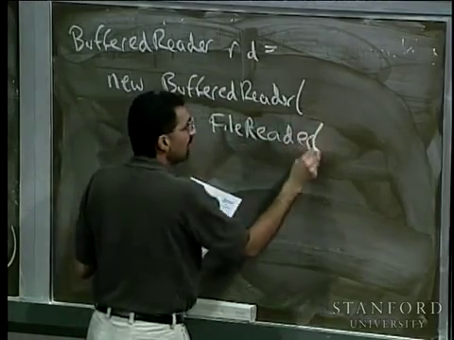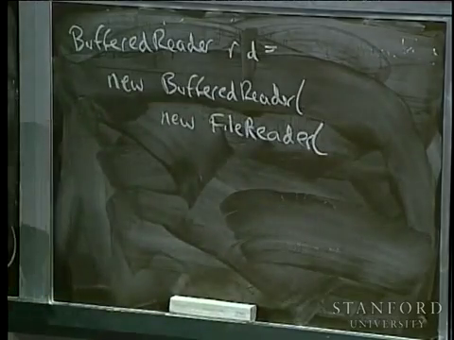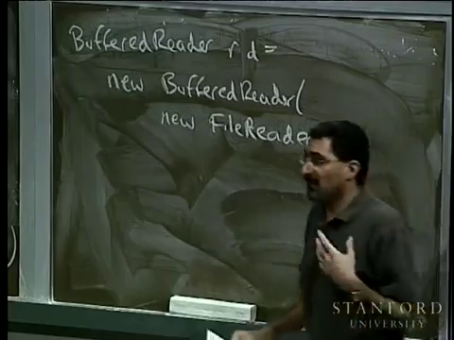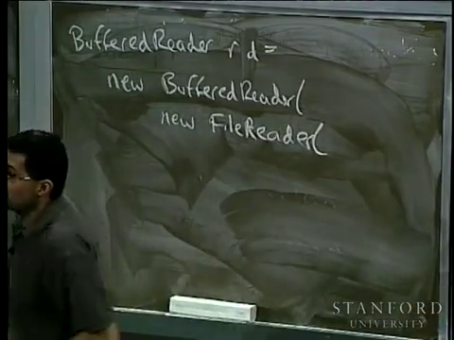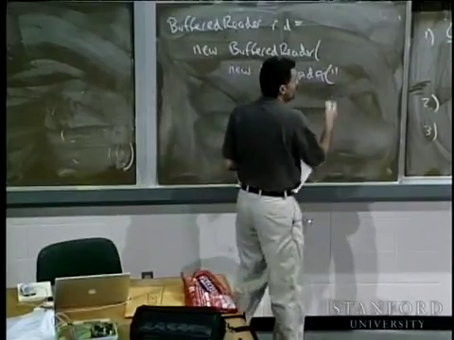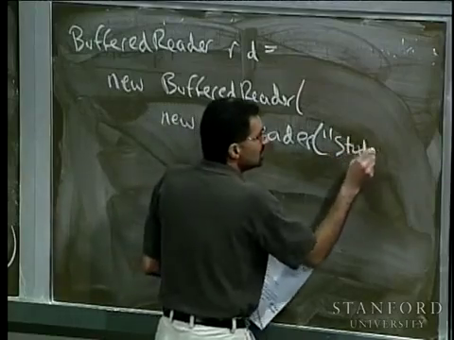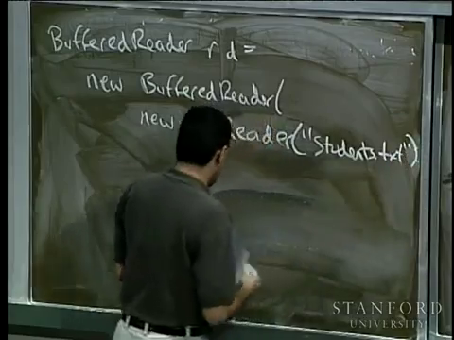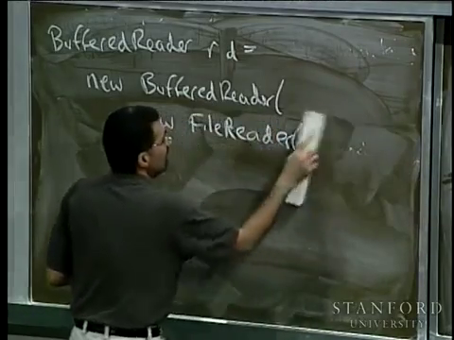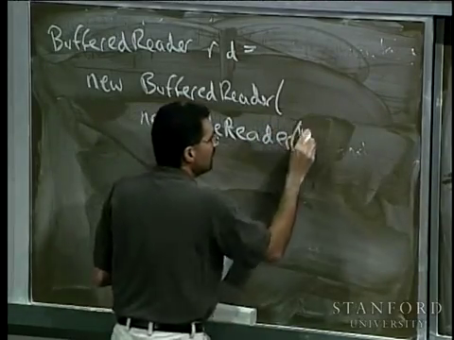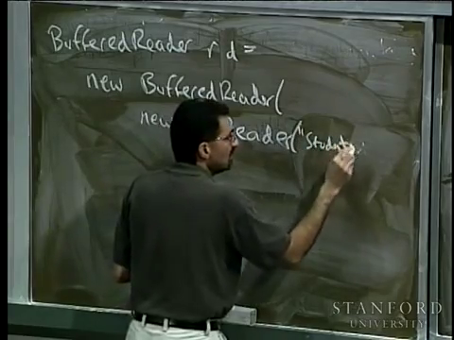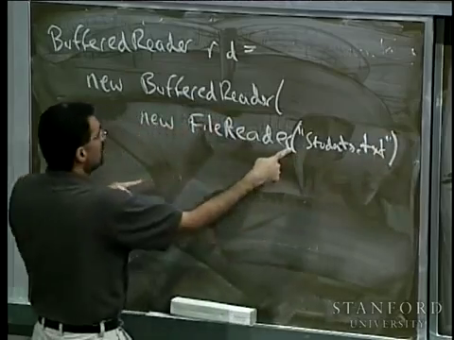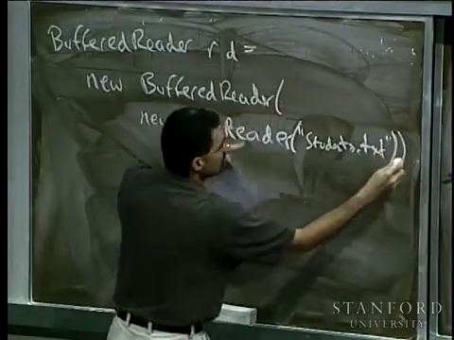Uppercase R, new file reader. And the parameter that I give to new file reader is the name of the file on the disk. So if the file on the disk is called, like in this example, students.txt, I'd actually give it here as a string, students.txt. I need a space for a few extra parens there, so let me write that a little bit smaller. Students.txt, that's the end of the string. Then I close that paren and another paren, close that paren.